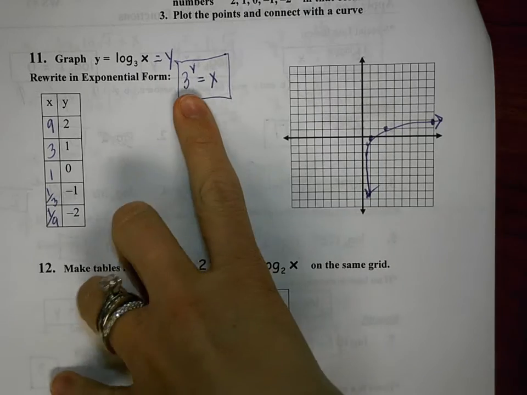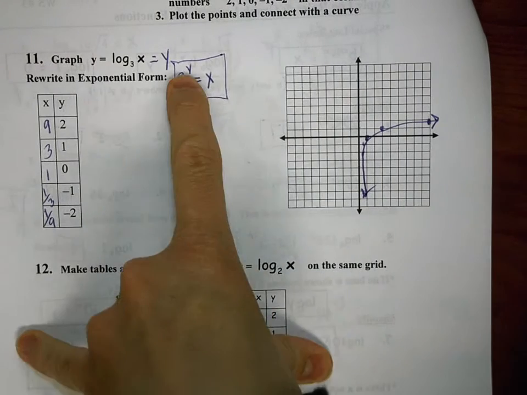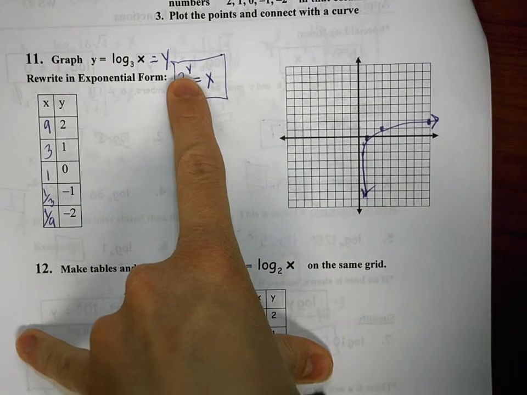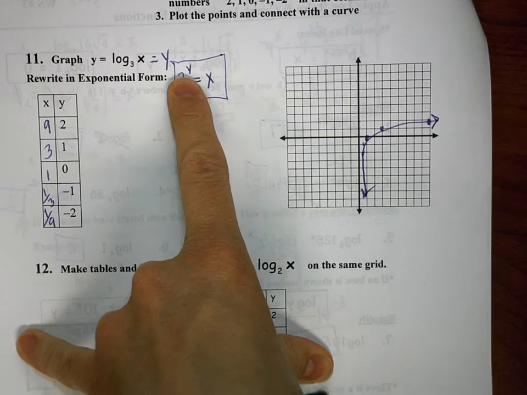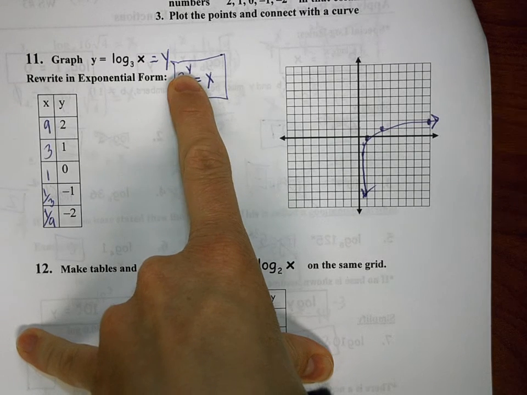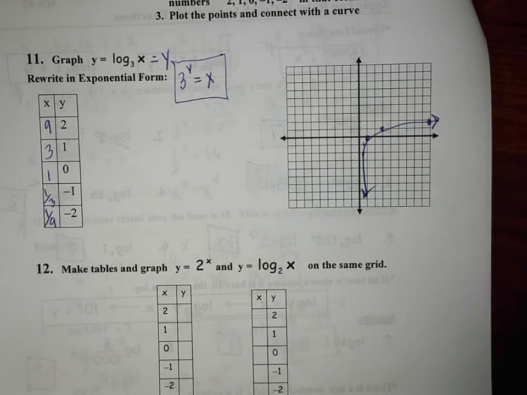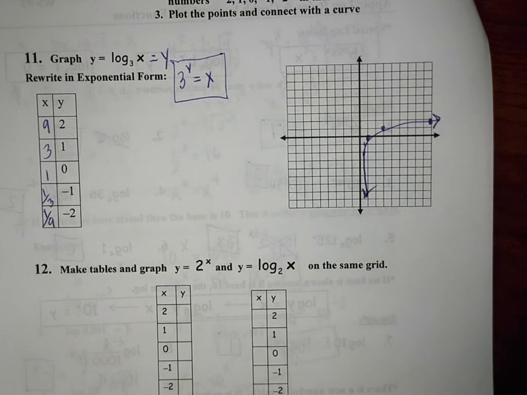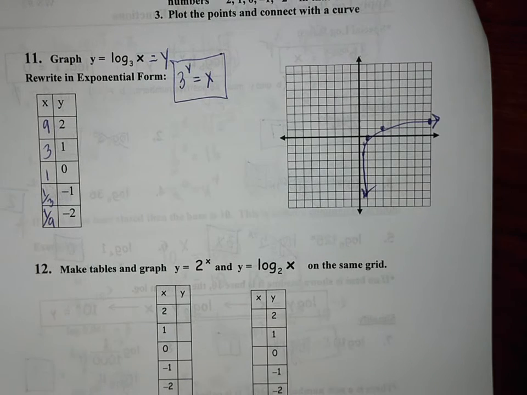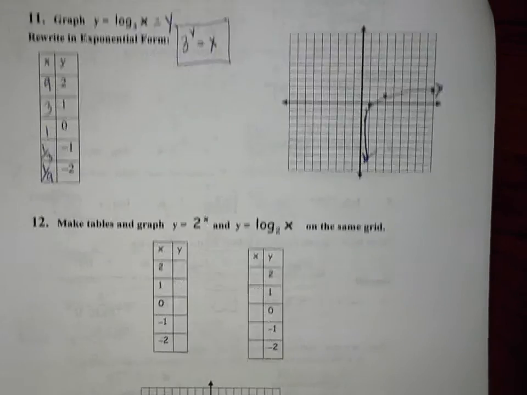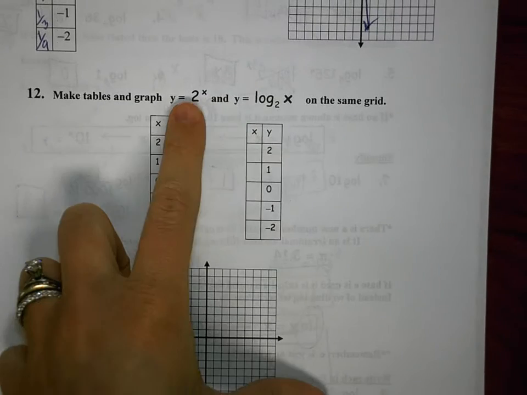Notice the difference. In last unit, we had x's in our exponent. This time we have y's in our exponent. So if y is in your exponent, it can't touch the y-axis. If x is in your exponent, it's not going to touch the x-axis.